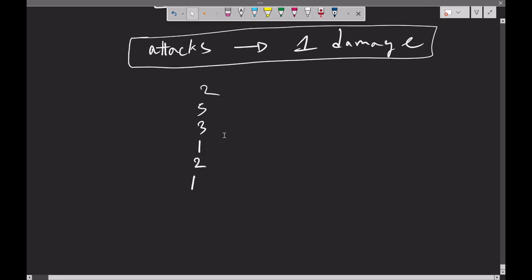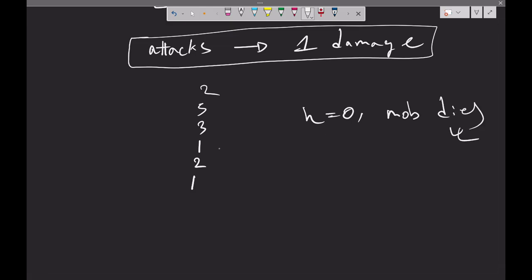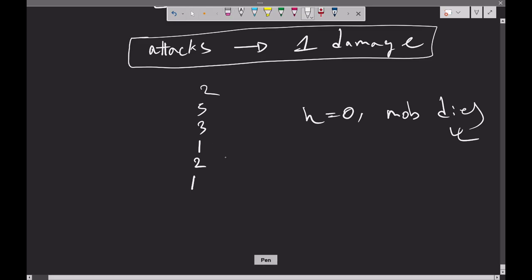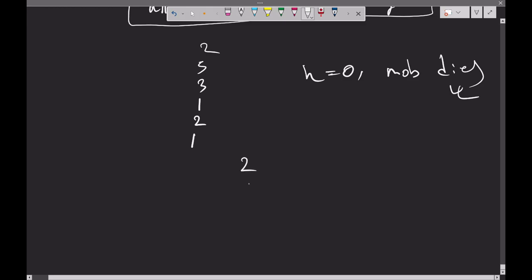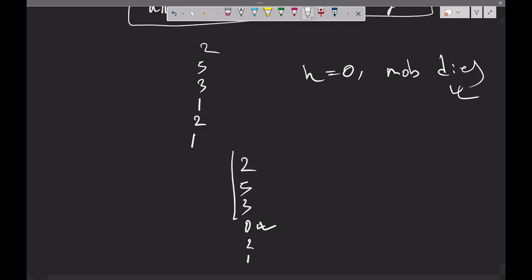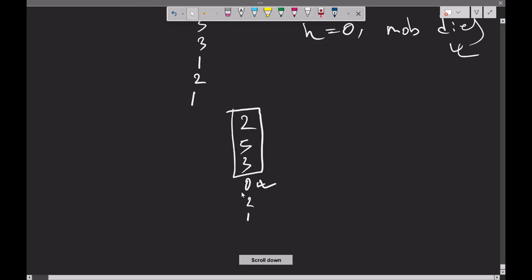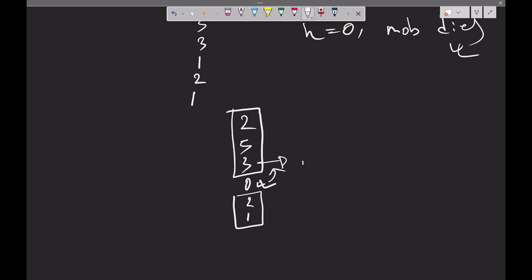Now, what happens when a mob is killed? When the health becomes zero, the mob dies. Then what happens? Suppose Steve attacks the third element. Then the current state of the array becomes 2 5 3 0 2 1. When a mob dies, the mobs above that element become a different segment, and the mob right before the element receives fall damage.